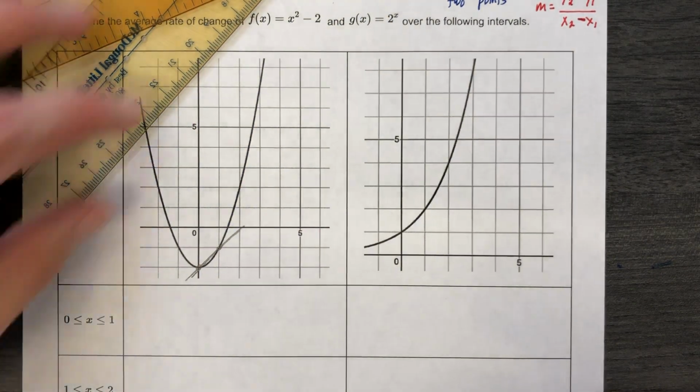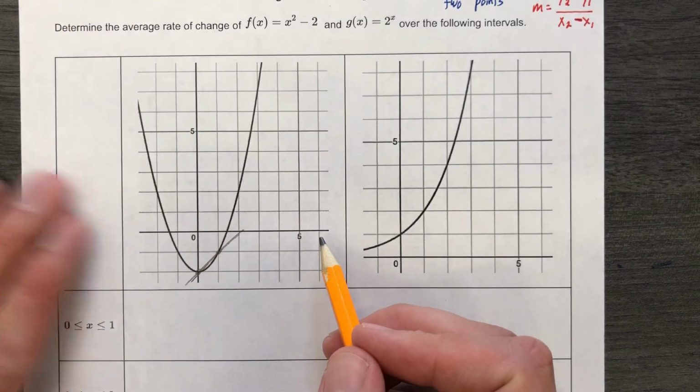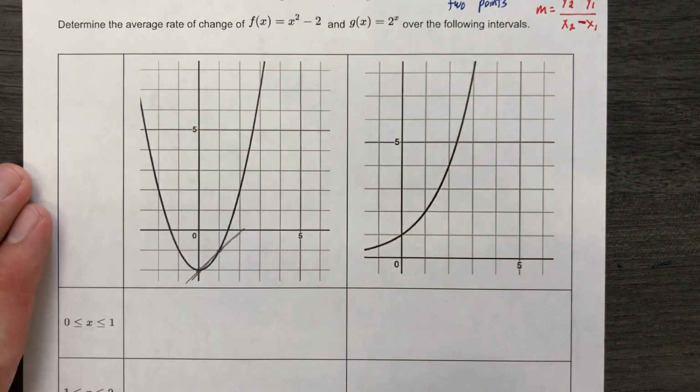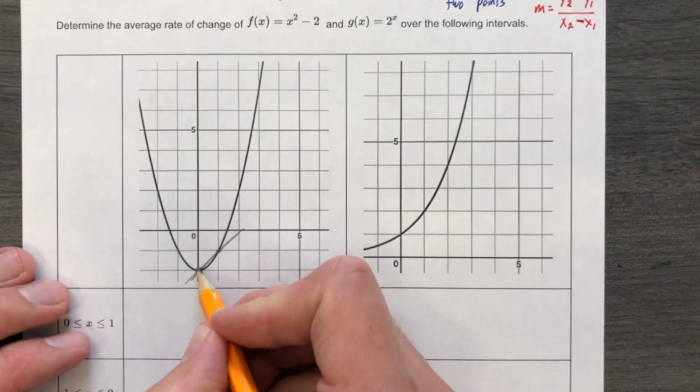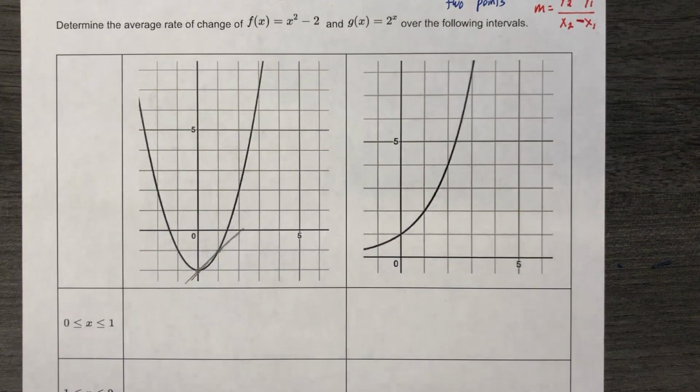Now, let's just be real honest. Since the x-axis is on a scale of 1 and the y-axis is on a scale of 1, we could just simply go, oh, slope, rise over run. Rise 1, run 1. The answer is 1. I know it's 1. You know it's 1. I'm happy. You're happy. We go home, right? You're fine. You're right. But let's actually do it.